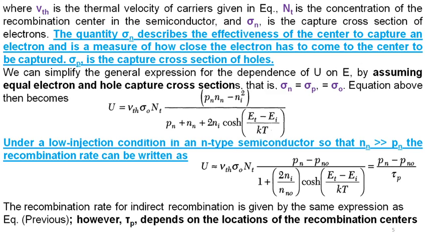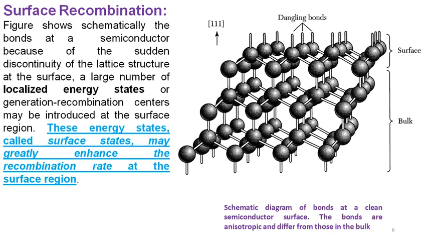And E is equal to Pn naught over tau of P. This equation is similar to the equation we went through for the direct recombination process, and the recombination rate for indirect recombination is given by the same expression as previously, when we went through the indirect recombination process. What is important here is that the carrier lifetime, which is for the minority carrier holes in the n-type semiconductor, mainly depends on the locations of your recombination centers.